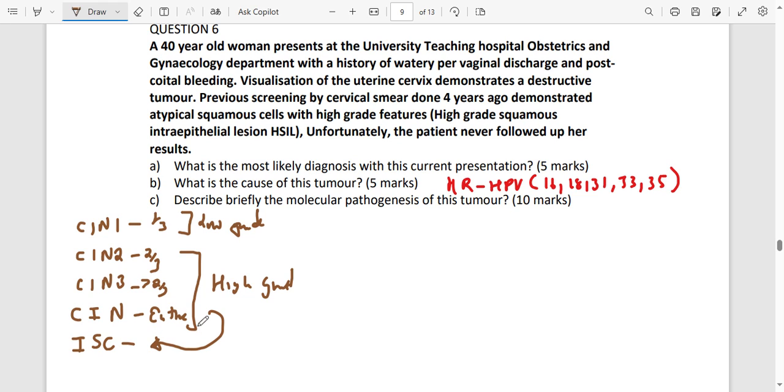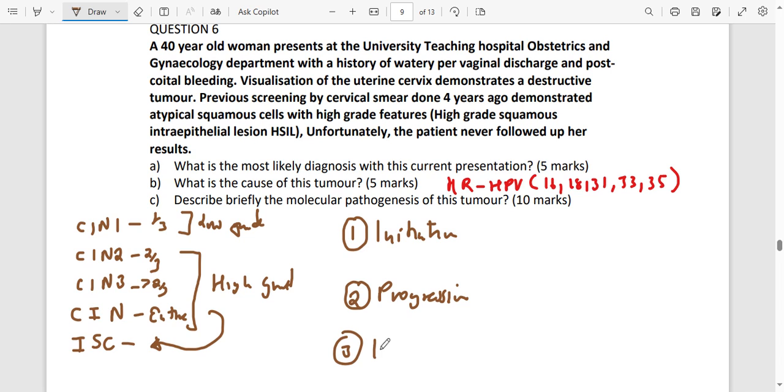Okay, basically that. Again, we can describe the pathogenesis by arranging the data that our doc has already given. Number one, we are going to have initiation. After you initiate the process, number two, you are going to progress. And then after progression, number three, you are going to have invasion and metastasis.